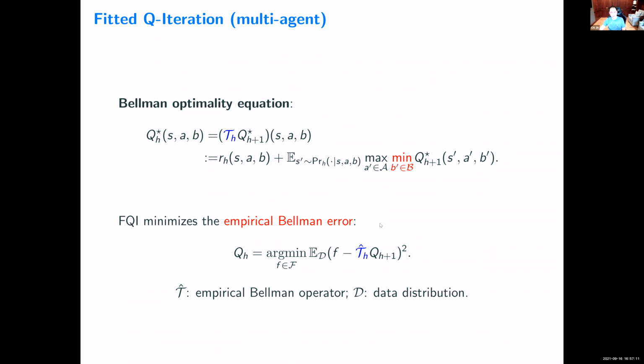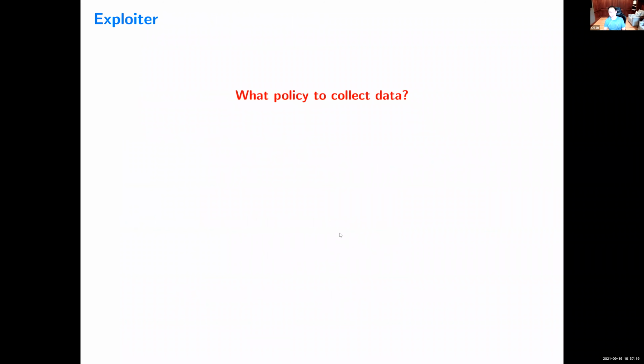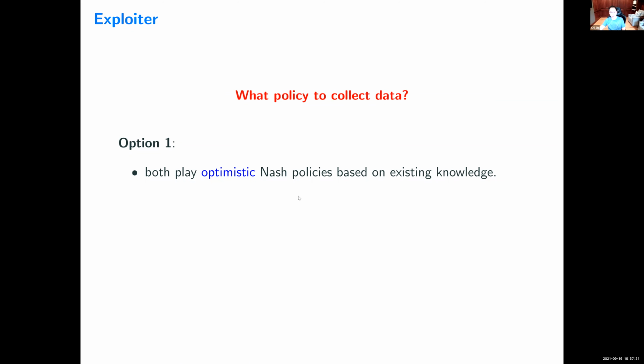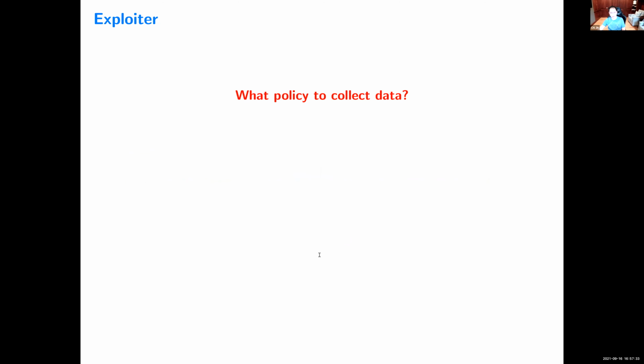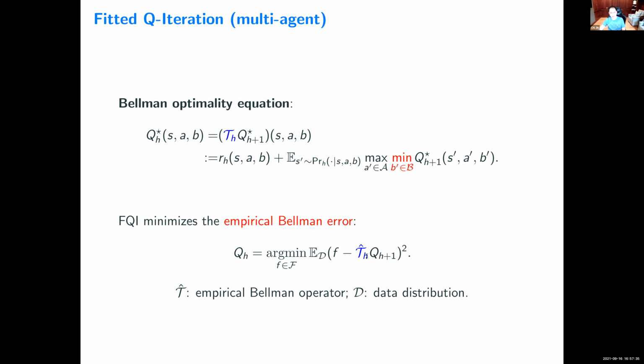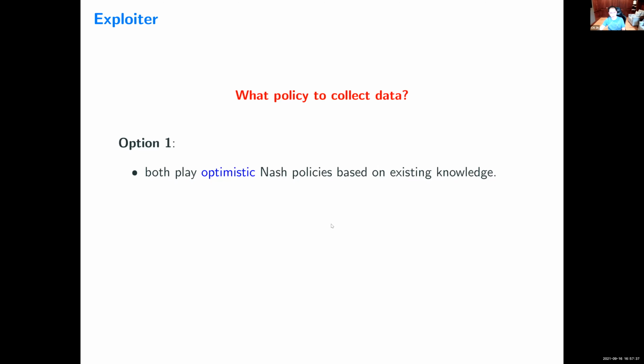Okay, and this is our base algorithm again. But similar to the single agent setting, we still need to say how we're going to collect the samples, that is, what policy we're going to pick. So there are several options. If we follow whatever we did for the single agent setting, one way is to let both agents play the optimistic Nash policy. That is the optimal policy defined by minimizing the empirical Bellman error, based on existing knowledge.